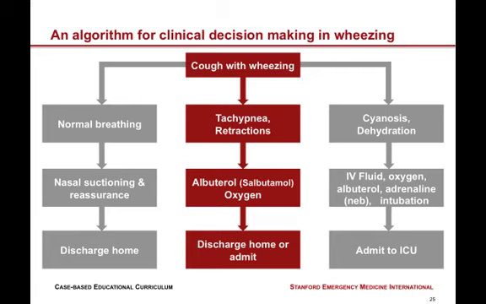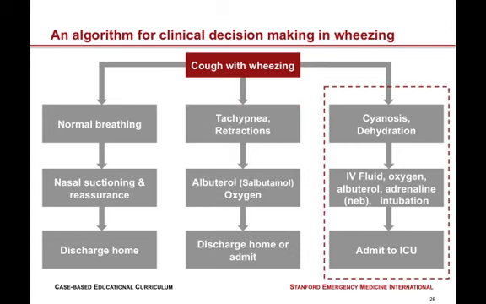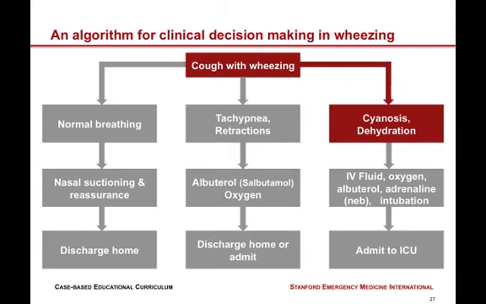On the far right is our most sick category. This is a child with cyanosis, dehydration, severe work of breathing. This child's sick. They will need IV fluids, supplemental oxygen, nebulized albuterol and epinephrine, and potentially intubation. This is a child who will be closely monitored and admitted to the intensive care.